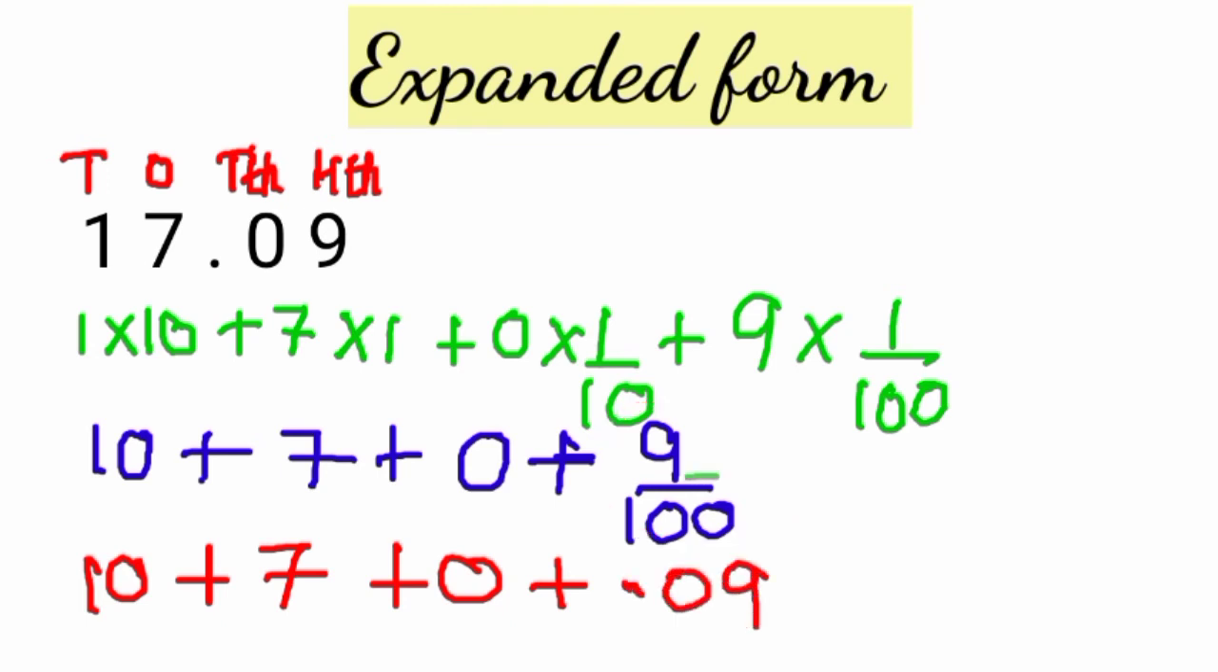0.09. Why? Because in denominator there were 2 zeros. So decimal will be there before 2 digits. It means after decimal there will be 2 digits. So you can write any of these form in the expanded form. Clear? ये सारे ही क्या हैं?